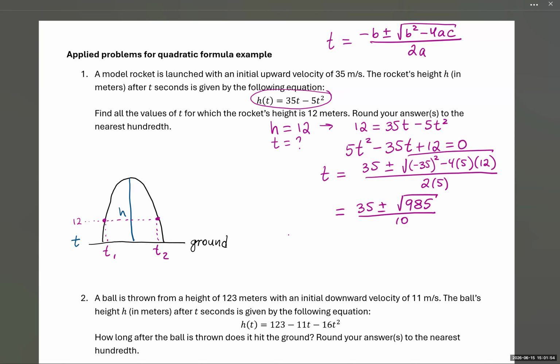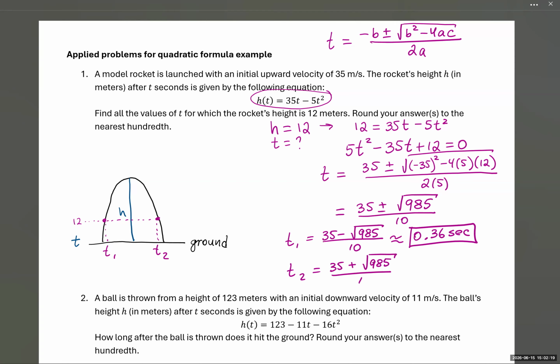divided by 10. Now, T1 would be 35 minus the square root of 985, divided by 10. If you plug it into a calculator, you'll get 0.36 seconds. That's the first time that the height is 12 meters. T2 is 35 plus the square root of 985, divided by 10. And that one should give you 6.64 seconds. That's the second time the height is 12.